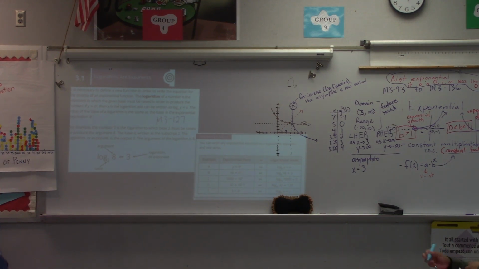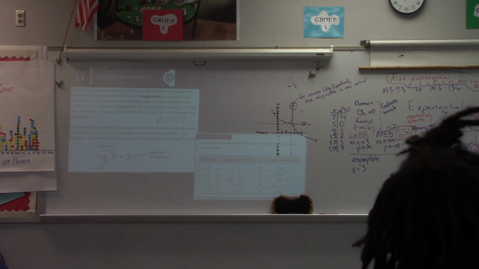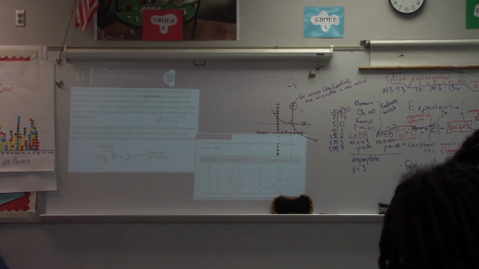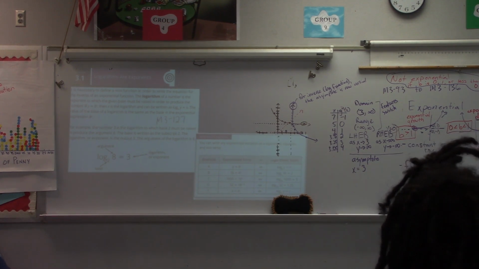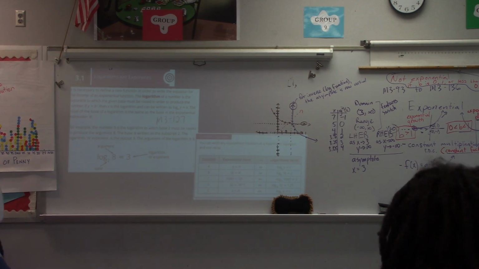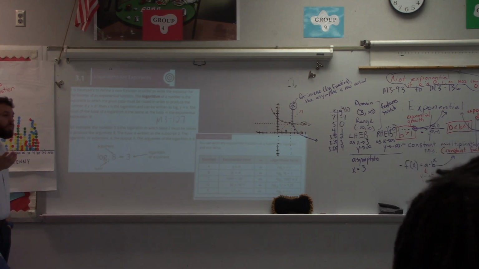Okay, chill. Dewan, what's your question? It's the number E, like the number I? It's not imaginary. It's closer to the number pi. Pi is an irrational number, 3.14159, yada yada yada. E is the number 2.71828, yada yada yada. It's an irrational number.